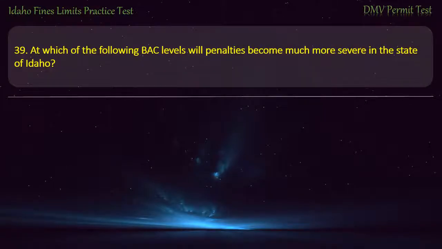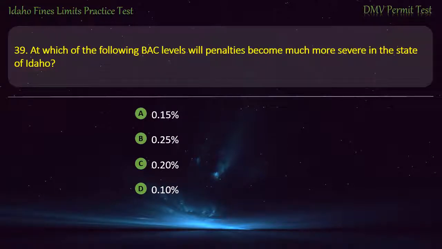Question 39. At which of the following blood alcohol levels will penalties become much more severe in the state of Idaho? 0.15%, 0.25%, 0.20%, 0.10%. Answer: 0.20%.